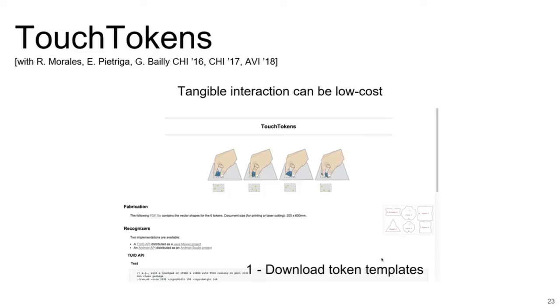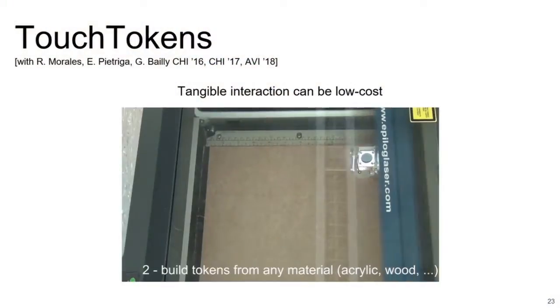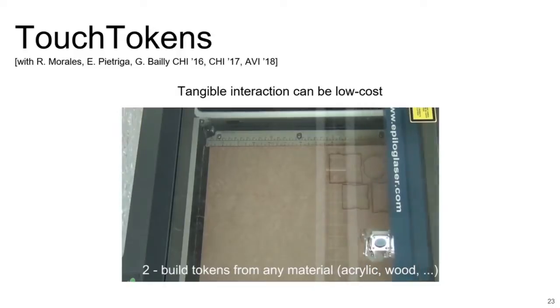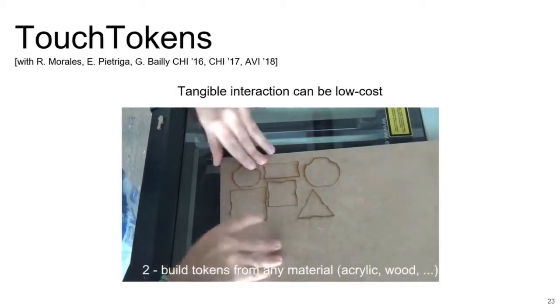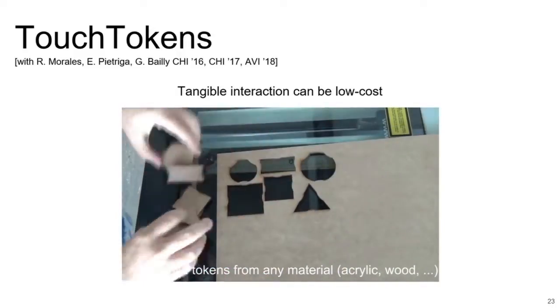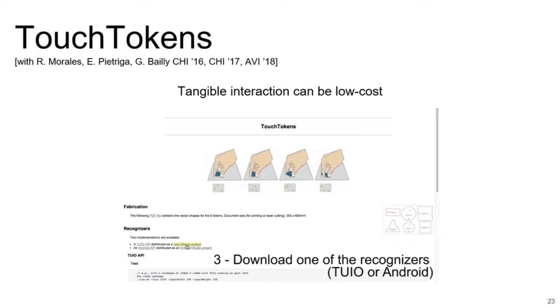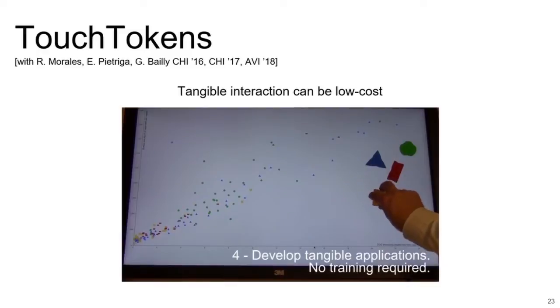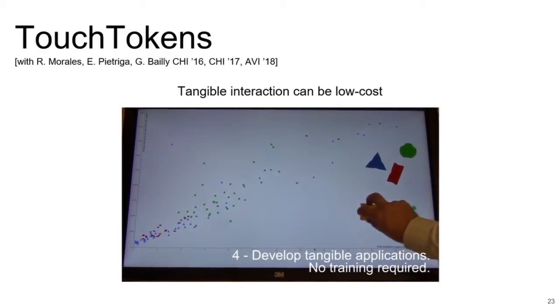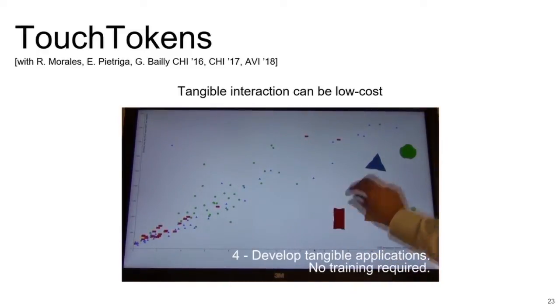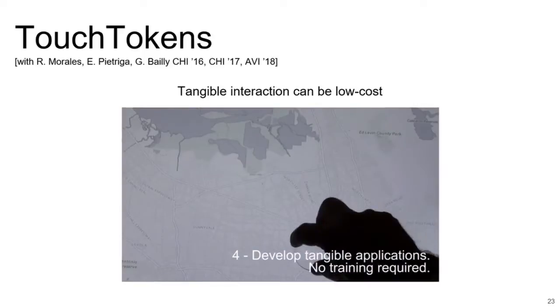This is what we can see in this video, where the designer simply downloads a vector description of the token set and then uses it to laser cut or 3D print simple tokens. And then they finally download the libraries that can recognize those tokens, and developers can implement applications using the simple API that we provide.